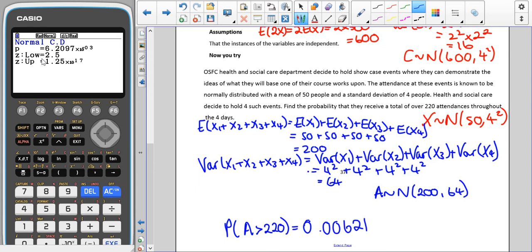So here we have OSFC Health and Social Care Department decides to hold showcase events where they can demonstrate the ideas of what they will base one of their courseworks upon. The attendance at these events is known to be normally distributed with a mean of 50 people and a standard deviation of 4 people. Health and Social Care decide to hold 4 such events.